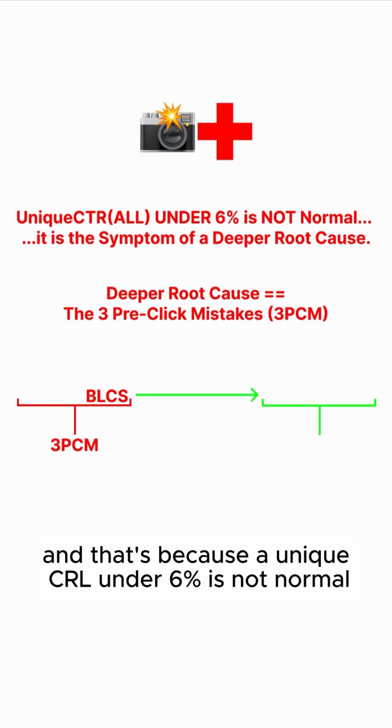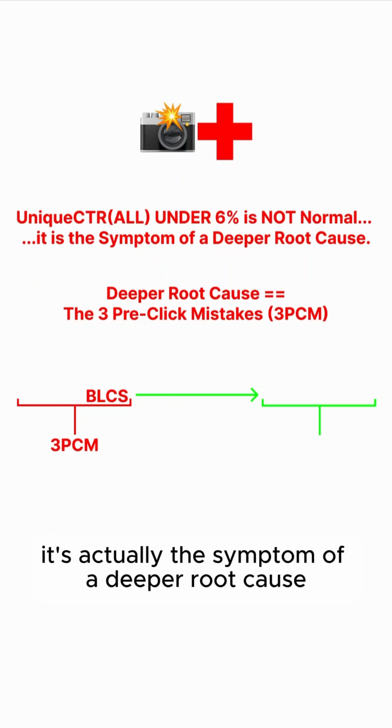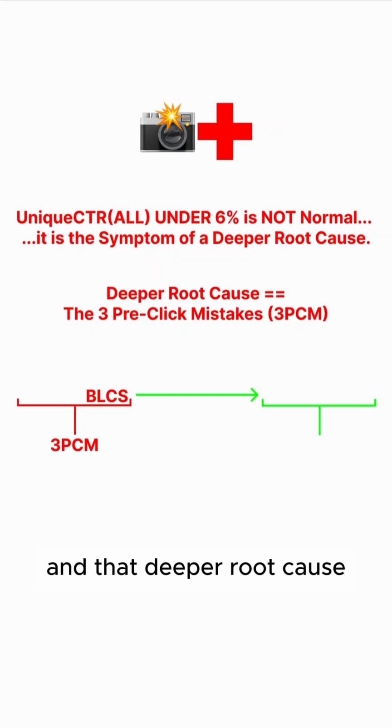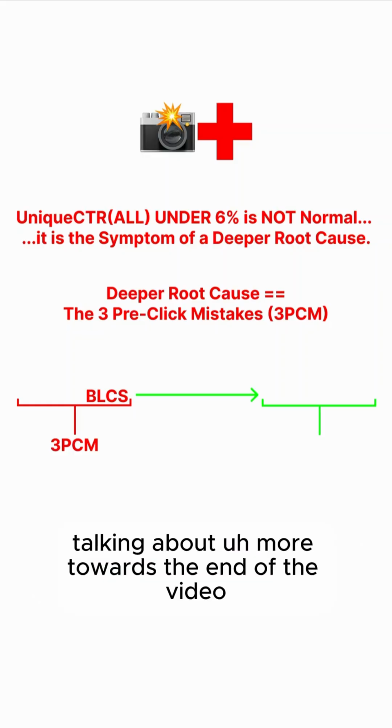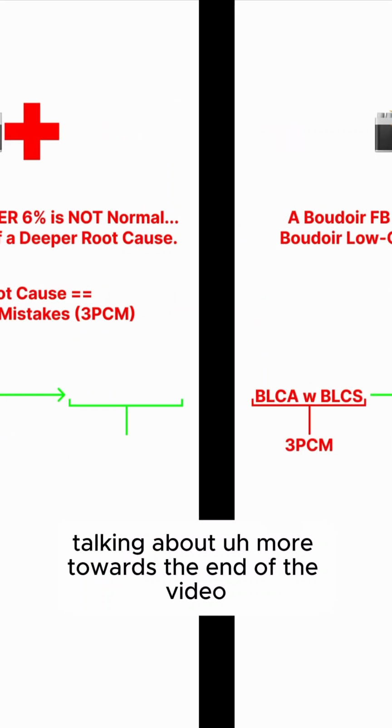And that's because a unique CTR under 6% is not normal. It's actually the symptom of a deeper root cause. And that deeper root cause is the three pre-click mistakes, the three PCM, which we'll be talking about more towards the end of the video.